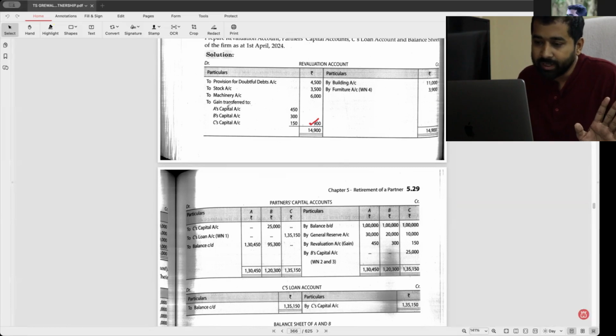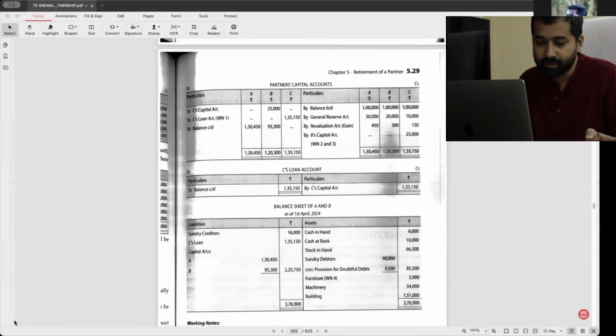So that gain is transferred to A's capital, B's capital, C's capital. Now the benefit goes directly to the partners' capital accounts. Here I have written revaluation profit by revaluation account gain 450, 300 and 150. After giving that, we can now make the partners' capital account tally, because all the other points we have already considered. When we have done the tally, there will be balance carried down only for A and B, because C is retiring, so C will not have any balance carried down.